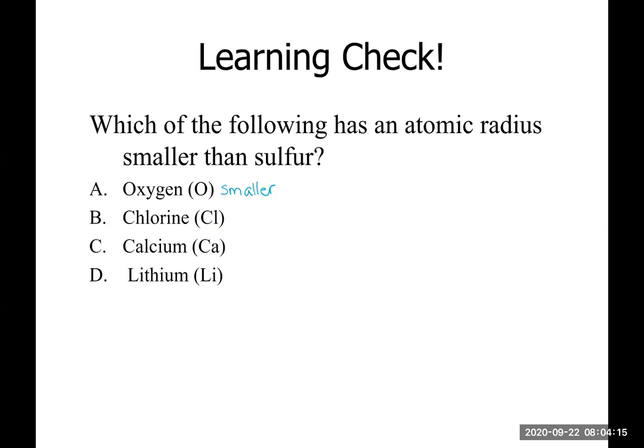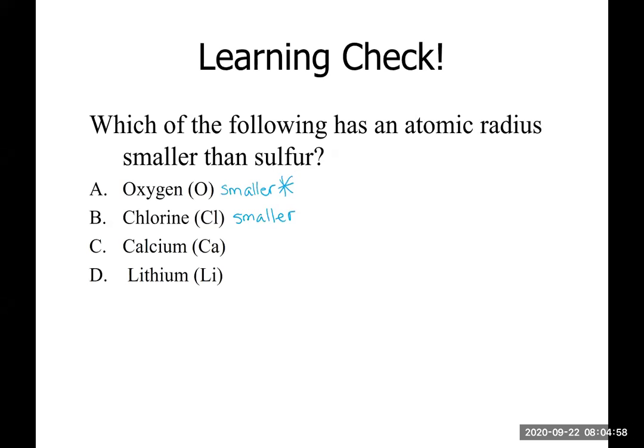If we look at chlorine, chlorine is just to the right of sulfur, and we know in the trend of atomic radius, it's decreasing from left to right. So that means chlorine, with an atomic number that is 1 higher than sulfur, sulfur at atomic number 16, chlorine at atomic number 17, has 1 more proton and 1 more electron, and that attractive force is contracting the size of the atomic radius. And so chlorine is also smaller.